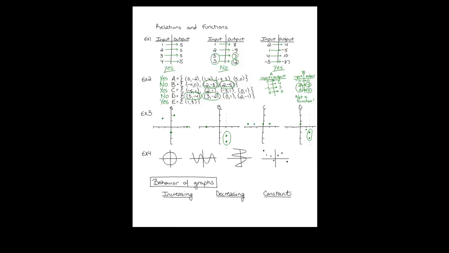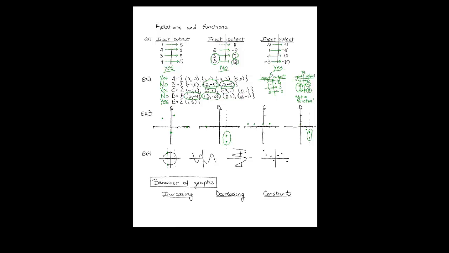So example 4 has some graphs and you need to use the vertical line test to determine which of them are functions. So what you need to do is imagine passing a vertical line through the entire graph and see if it ever hits more than one point at a time. So this first one we have is a circle. I'm just going to imagine passing a vertical line right here. And immediately you see that there's a problem. We hit more than one point at the same time.